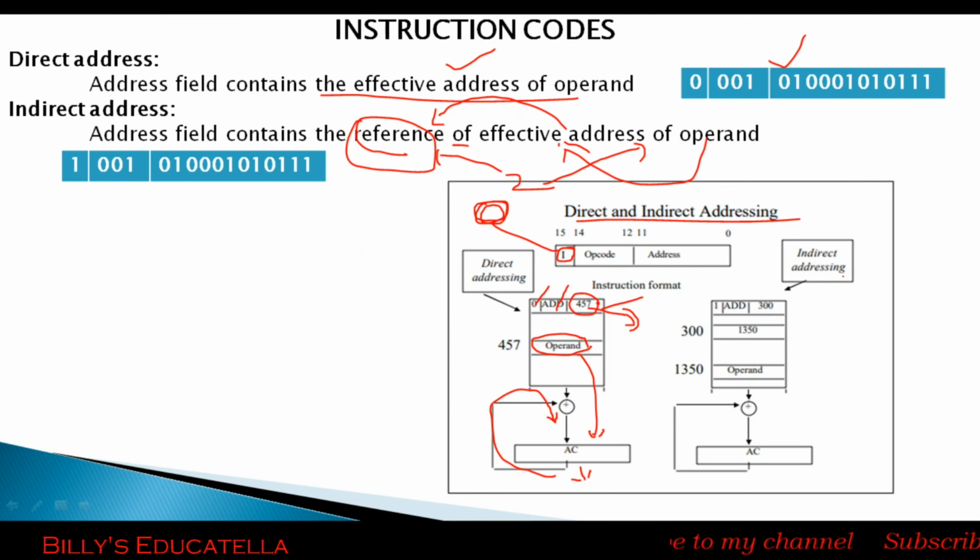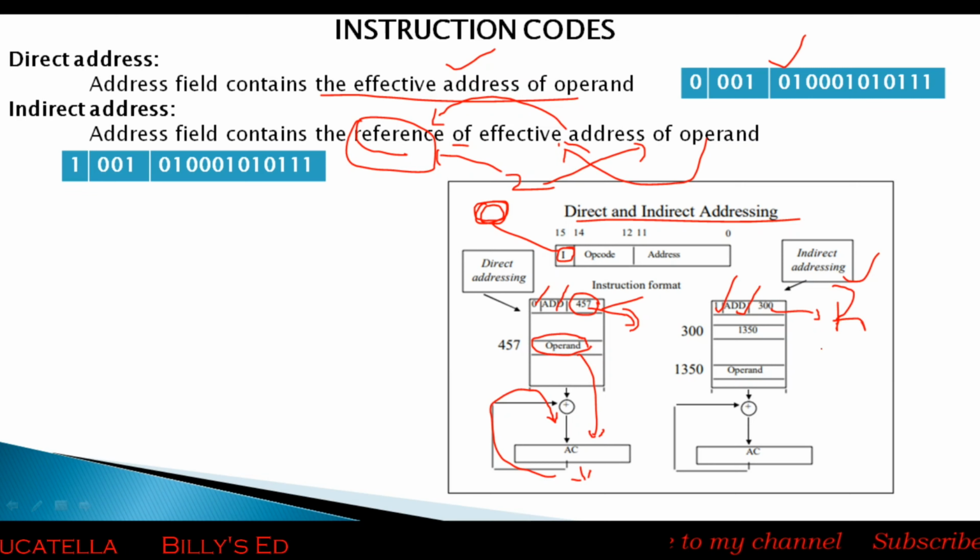Now let us discuss indirect address. When the I bit value is 1 and the opcode is the add operation, this is the address which shows the reference. The reference address is 300 and the operand address is 1350. We have to go to the 1350 address location, and at this location we have the operand. Here the operand value is fetched into the accumulator, and the accumulator stores the result back into it and gives the output to the user.